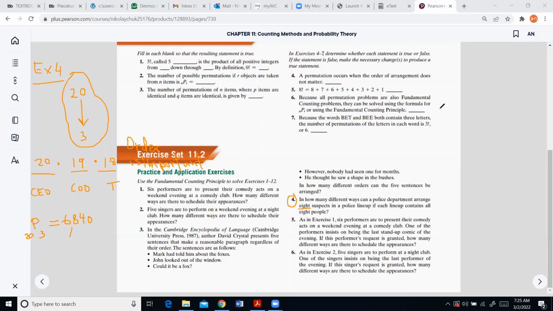Well, if you start to think about a police lineup with 8 positions, then in the first position, you can put anyone from these 8 suspects. In the second position, there will be only 7 left. Then we have 6, 5, 4, 3, 2. And in the last position, you don't have a choice, you just put the last one. So there'll be only one choice, just put that person in the last position.